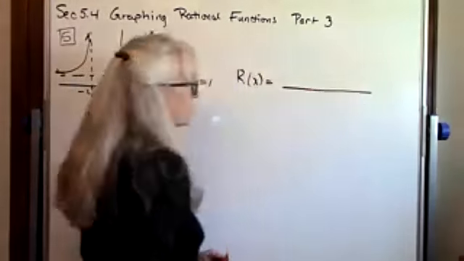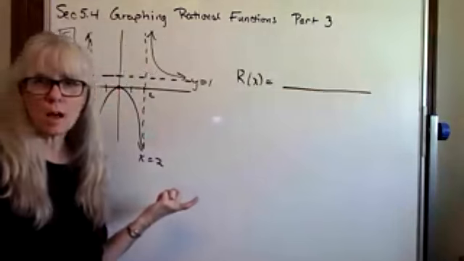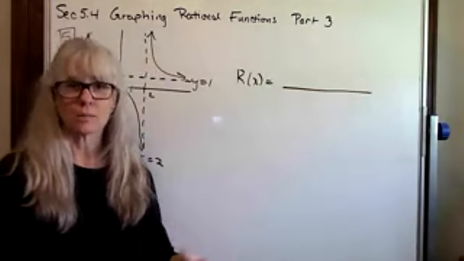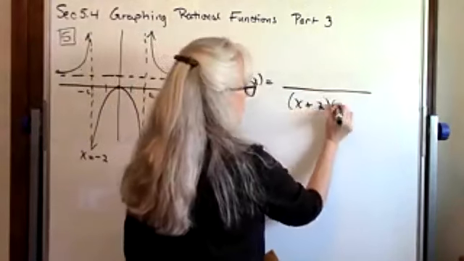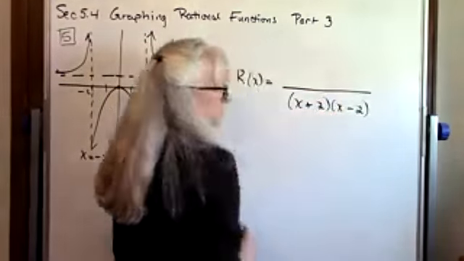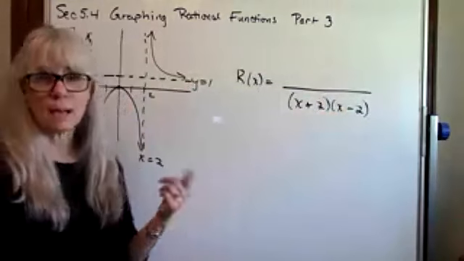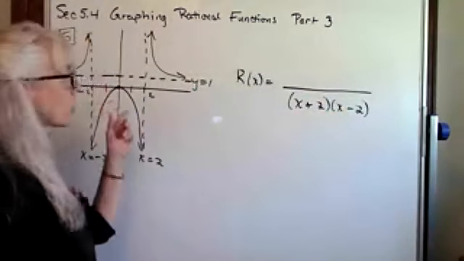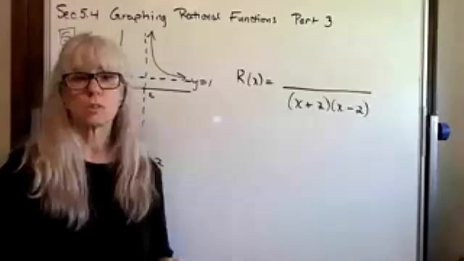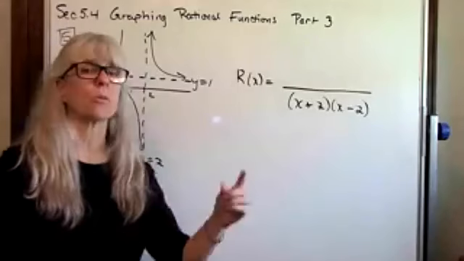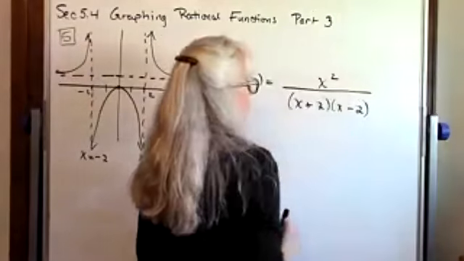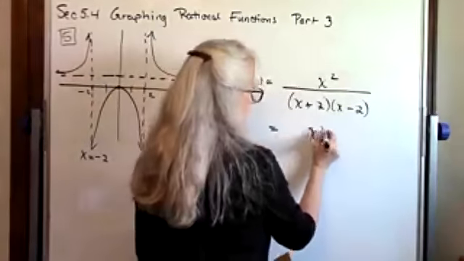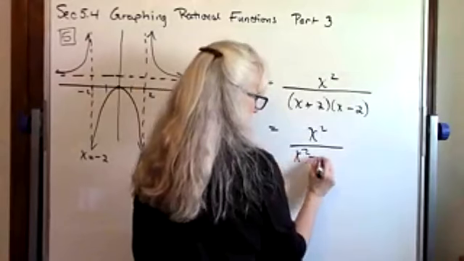Well, we know that the vertical asymptotes come from the denominator. So if they're at -2 and +2, the factors would be x plus 2 and x minus 2. The numerator is the x-intercept. Well, the x-intercept is at the origin and it bounced. So I know that I have just an x and I'm going to square it because of the bounce. So I'm going to have an x squared sitting in the numerator. So right now we have x squared over x squared minus 4 if I were to multiply it out.